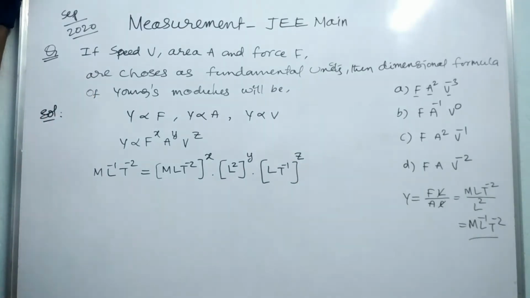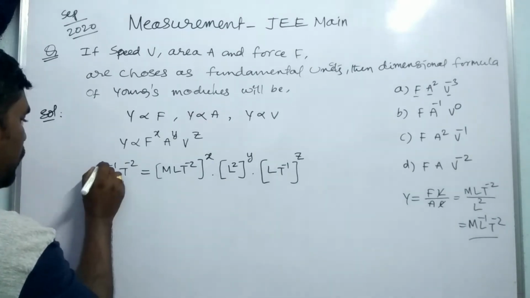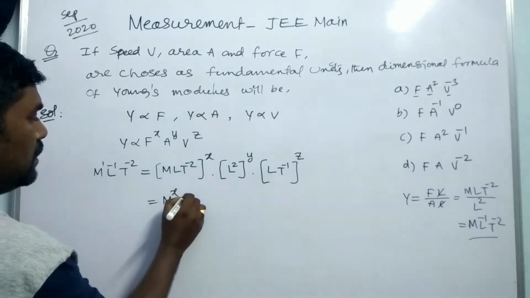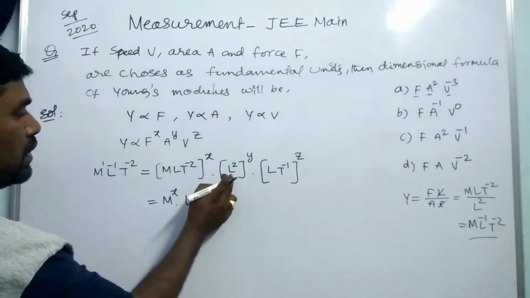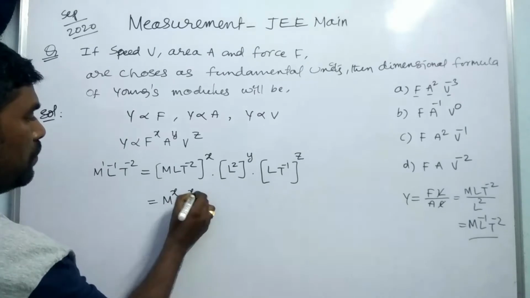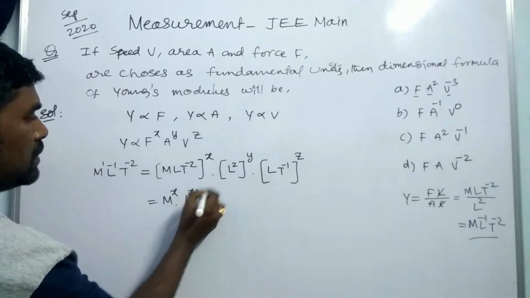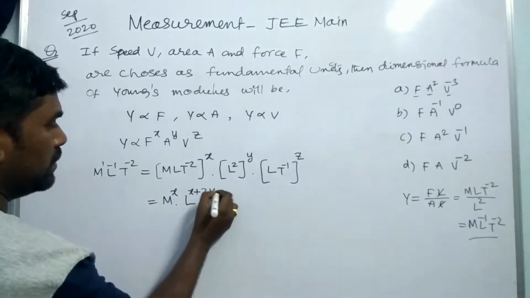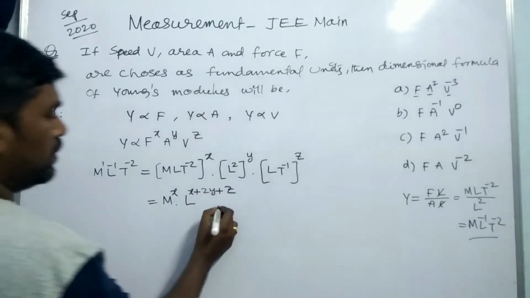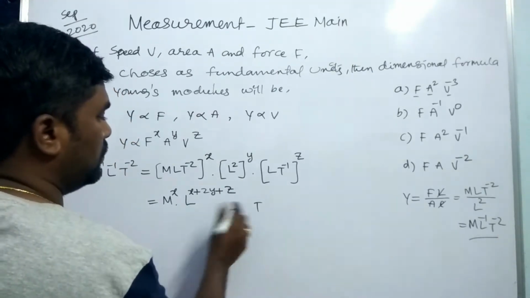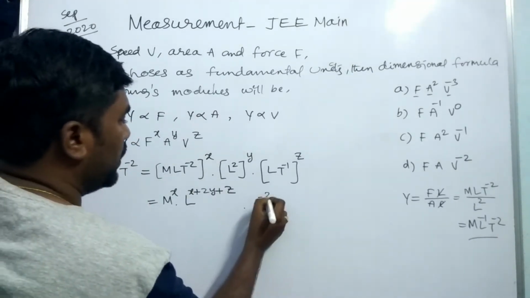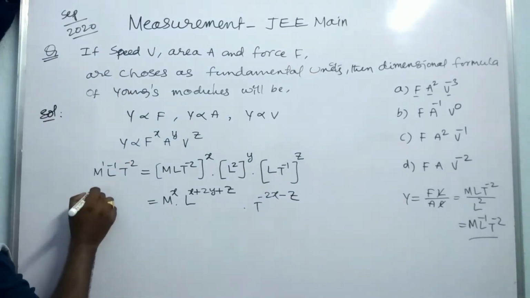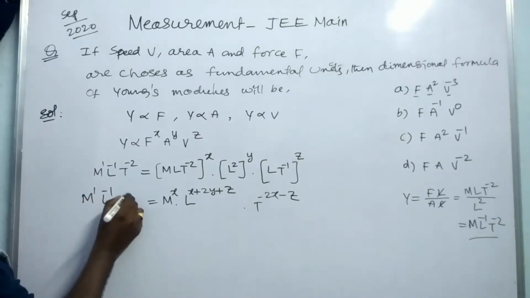So now we are comparing the powers on both sides. Here M power x. Since the bases are equal, powers will be added. So L power x plus L power 2y plus L power z, and T power minus 2x minus z. On the left side we have M power 1, L power minus 1, T power minus 2.